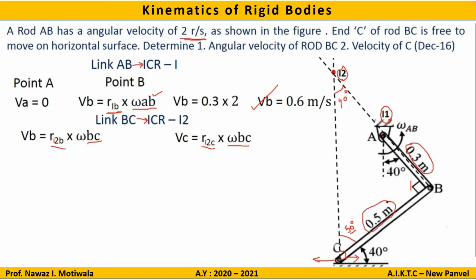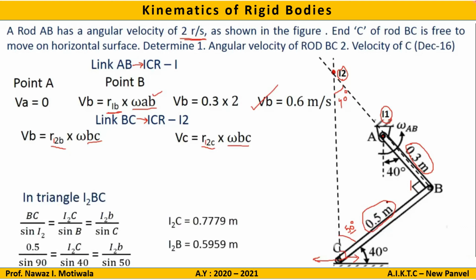So which rule will we apply? We will apply the sine rule. Yes, you are correct. Applying the sine rule, I get the answer for I2C as 0.7779 meters and I2B as 0.5959 meters.